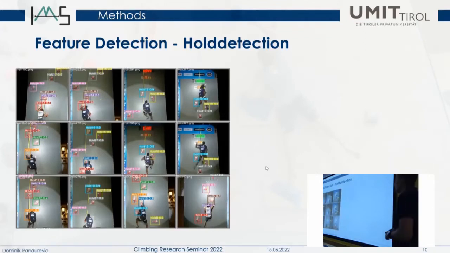And in the last step, we use a neural network for object detection called YOLO.